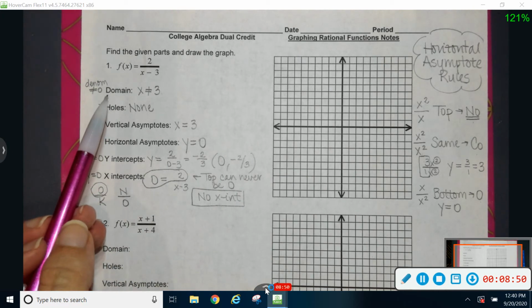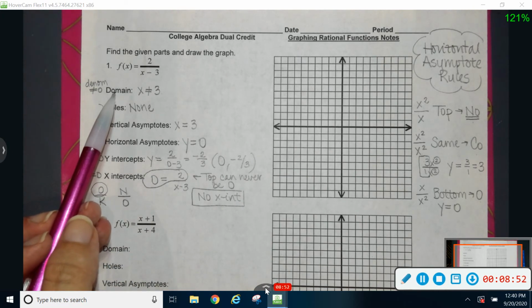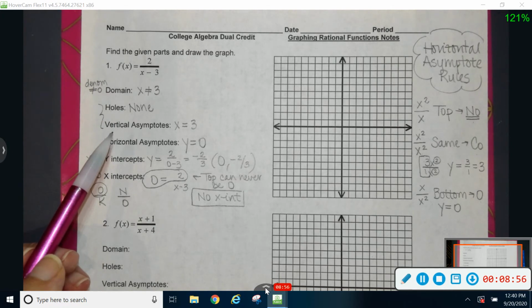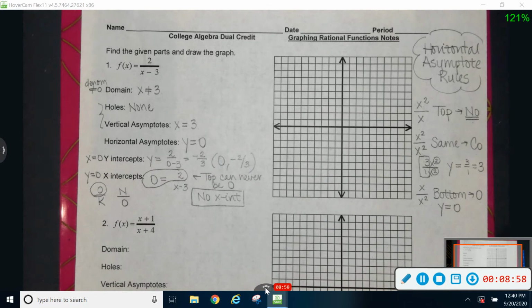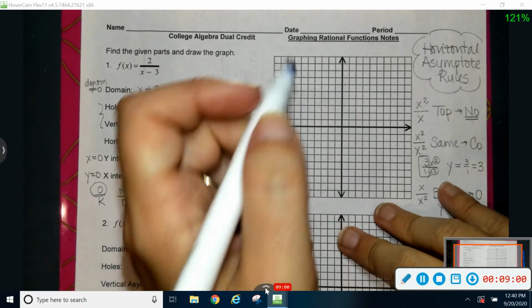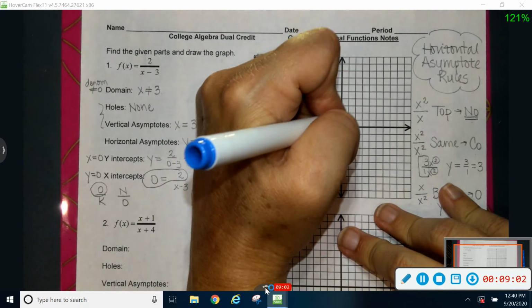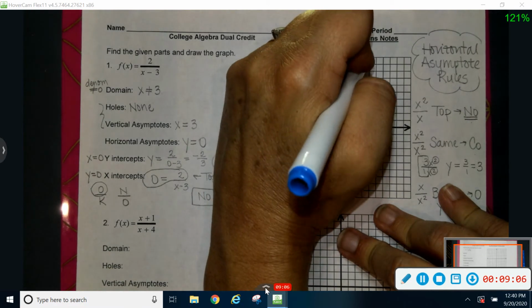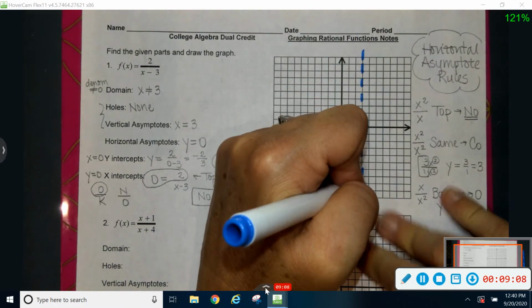All right, domain is just a concept. I can't have any x's at 3. I have no hole to graph, but I do have a vertical asymptote at x = 3. So I'm going to dash that in at x = 1, 2, 3. I'm just going to use the marker, so hopefully you can see on the graph.